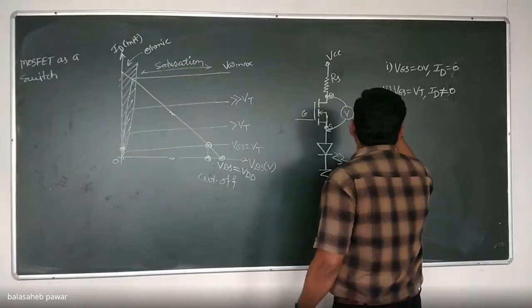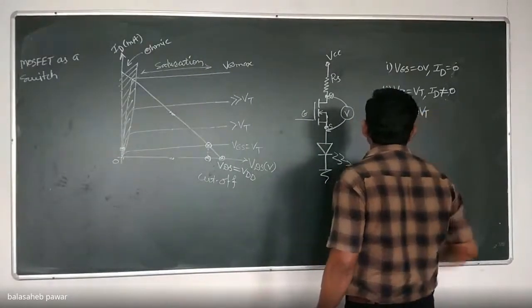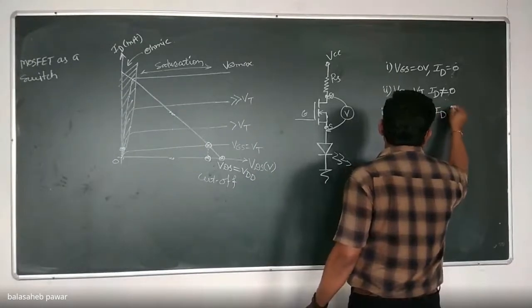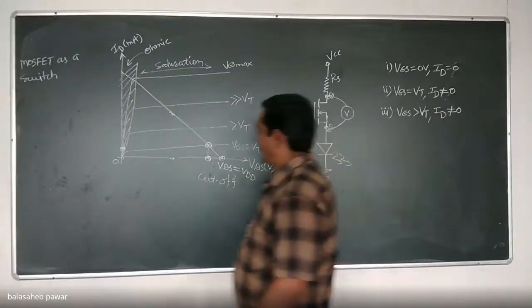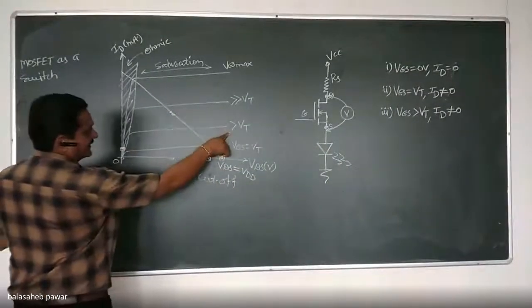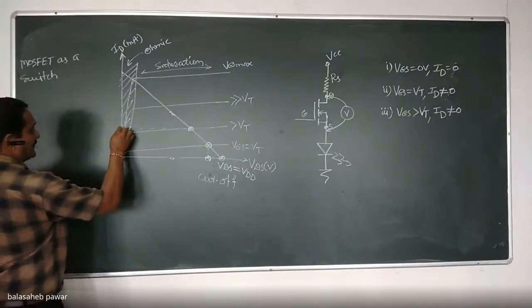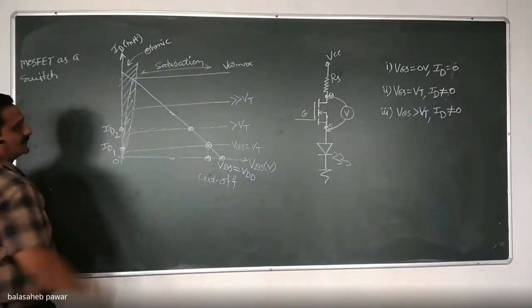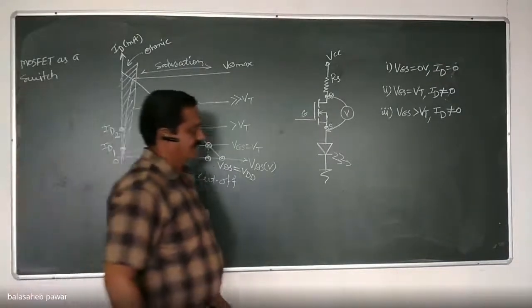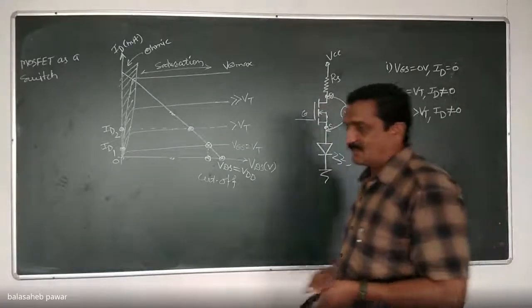Now for the third condition we will take VGS greater than VT. What will happen to this ID? Again, ID will not be 0, correct? With VGS greater than VT, see, this much will be the ID now. I will call this one ID1, this one ID2, correct? Yes or no? Yes, sir. Because we are increasing VGS above VT, right?